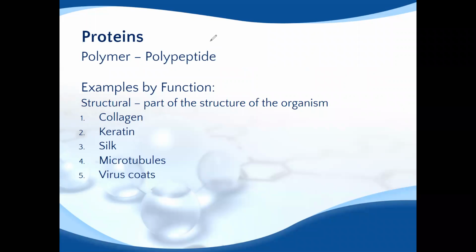Okay, so a polymer of a protein is going to be a polypeptide. Once again, we see that prefix poly meaning many, and then peptide refers to the protein itself. Okay, so examples of proteins: collagen, keratin, silk, microtubules that you find in muscles, and viruses have protein coats on them. There's a ton of different protein examples. Pretty much all of our body is made up of proteins, so anything in our body could be an example of something that's made from a protein.